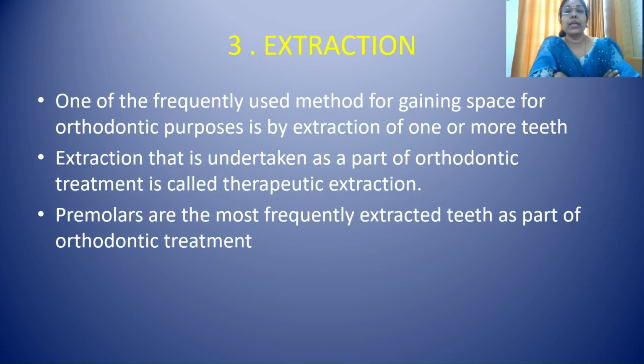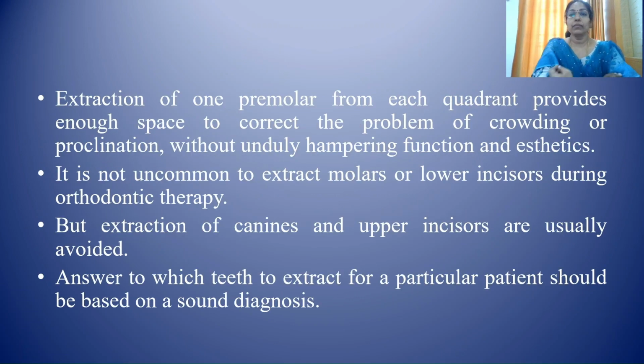The third method of gaining space is extraction. Okay, so one of the most frequently used methods for gaining space in orthodontics is extraction. Okay, and extraction that is undertaken as a part of orthodontic treatment is known as therapeutic extractions. Usually the premolars are extracted as a part of orthodontic treatment. Now, extraction of one premolar from each quadrant will give you enough space to correct the crowding or proclination without hampering the function and aesthetics.